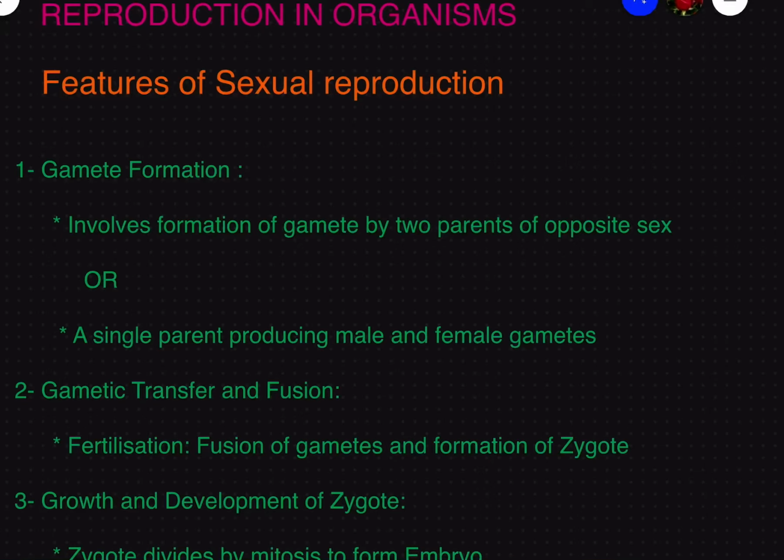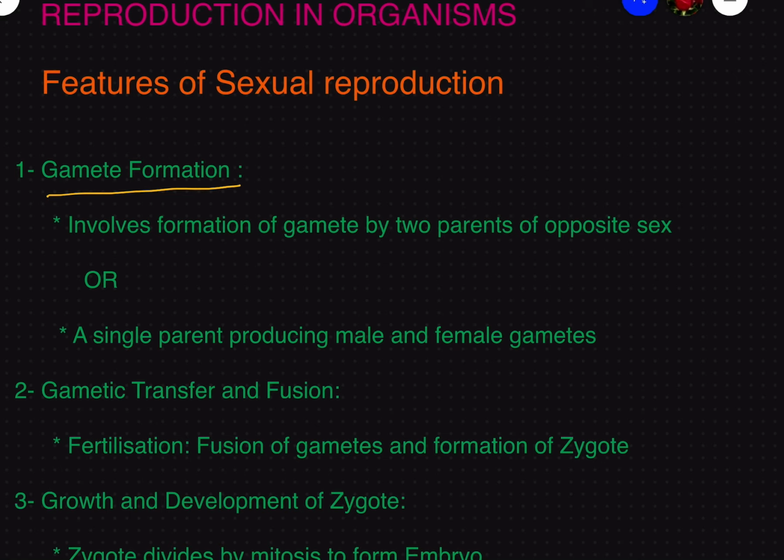Let us see what are the features of sexual reproduction. In sexual reproduction, there are three major events that are happening one after the other in a sequential manner. Number one, formation of gametes. What is a gamete? A gamete is a special cell that consists of one set of chromosomes. A gamete is always formed from the diploid cell by the cell division called meiosis.